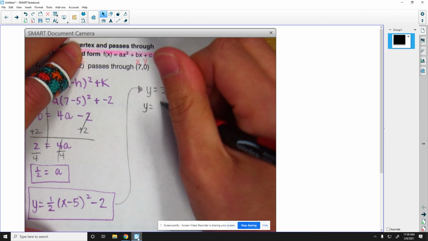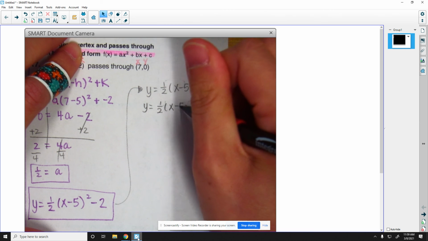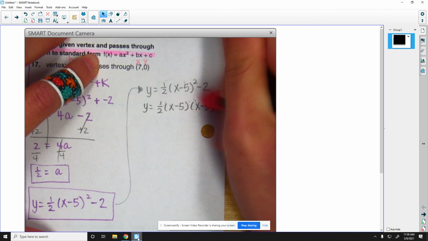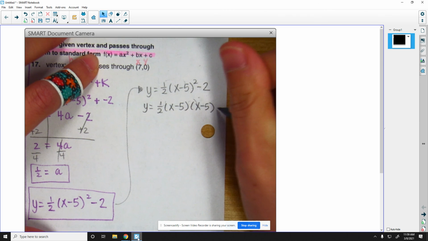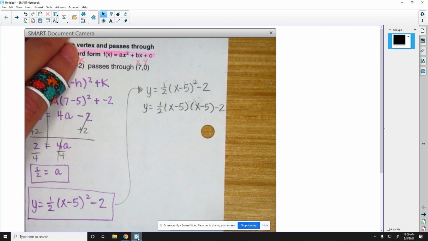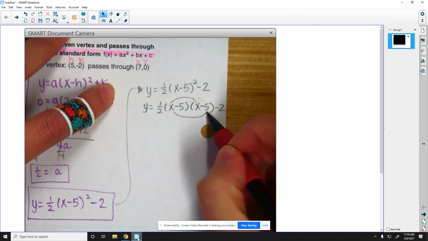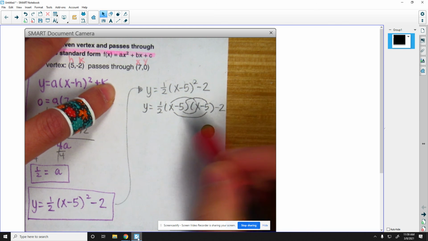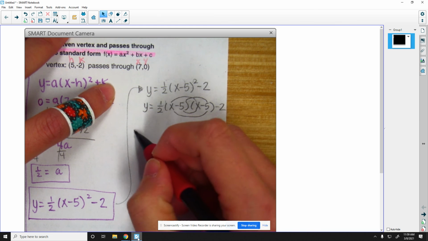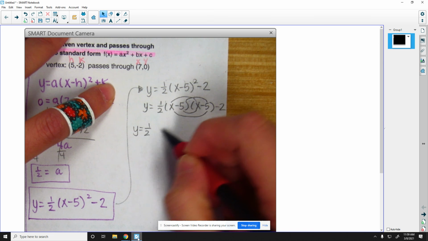So what the class said to do was write out x minus 5, separately. You can't just swoop, swoop, like that and just square everything. That doesn't work. And then first, outer, inner, last, or you can distribute it. So you end up getting y equals 1/2 parentheses.